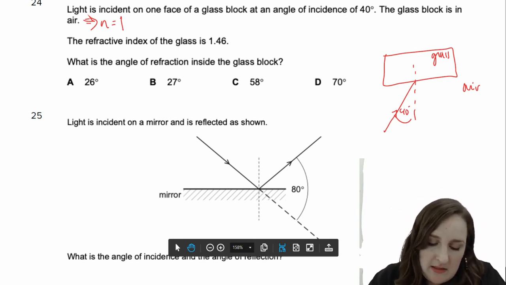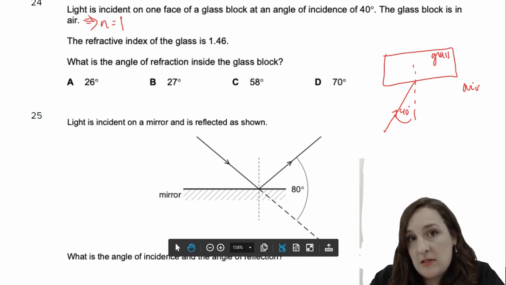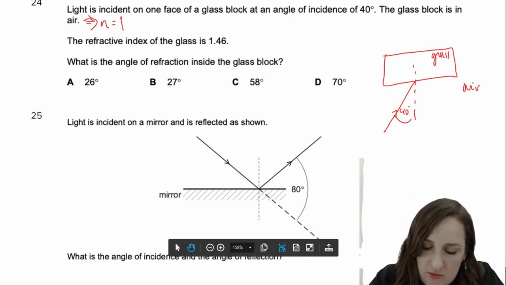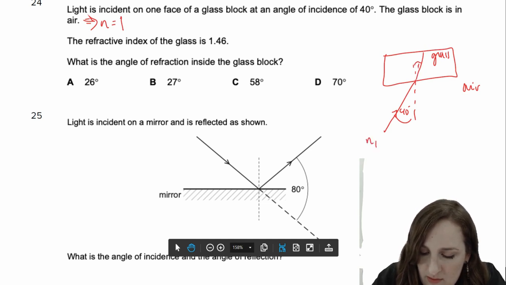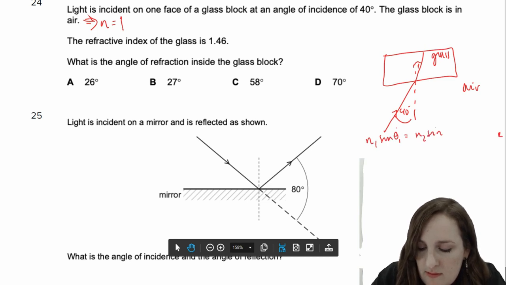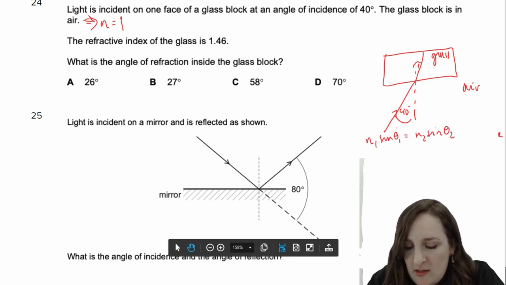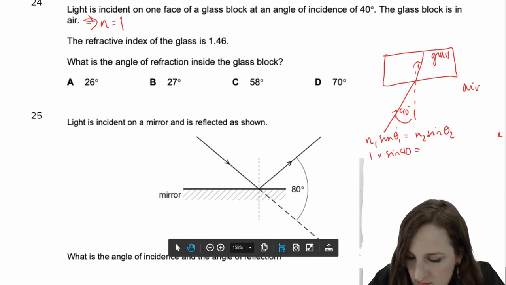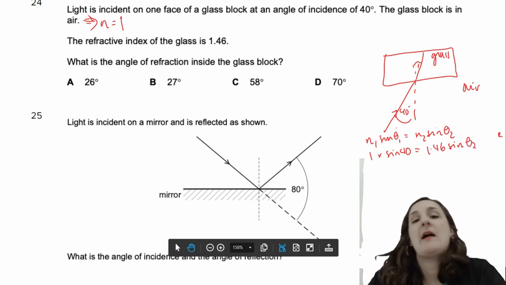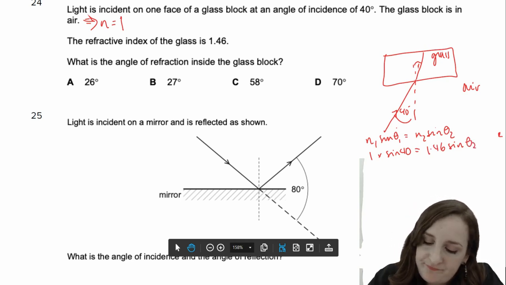You know that it's moving into a more dense and slower material, so it's going to move towards the normal, and we're trying to find the value of r here. So I have my equation n1 sine theta 1 is equal to n2 sine theta 2. Now initially I'm in air, so n1 is 1, and I have sine 40. And I'm moving into glass, which I'm told has a refractive index of 1.46. And sine theta 2 is my refracted ray, so that's the angle I'm trying to find.